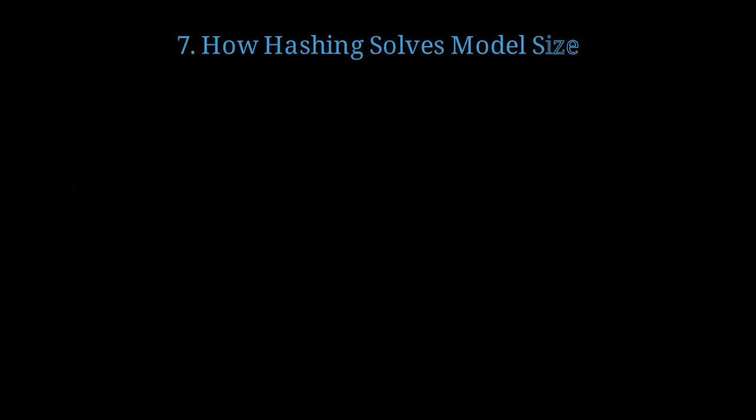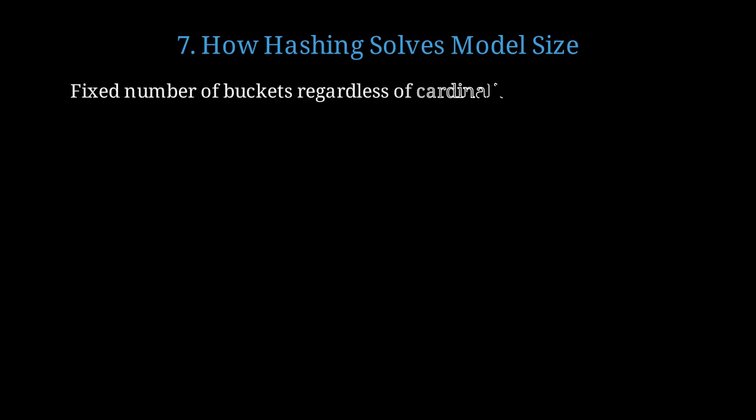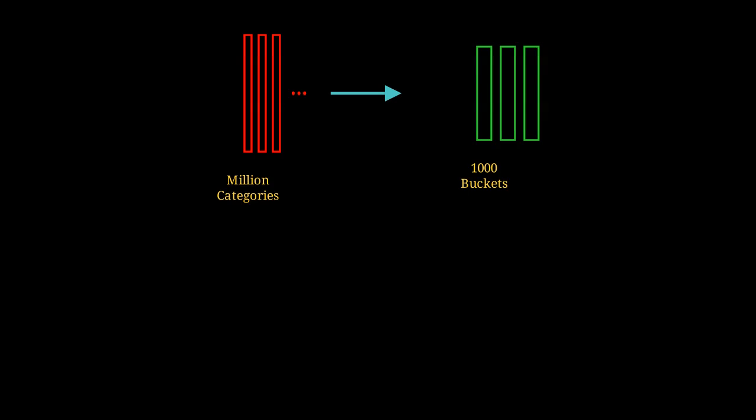Hashing solves the model size problem by limiting the number of buckets. You choose a fixed number of hash buckets, like 1,000 or 10,000, regardless of whether you have millions of possible categorical values. Millions of categories get compressed into just 1,000 hash buckets, dramatically reducing model size from millions to thousands of parameters. Model size is now proportional to the number of buckets, which is much smaller than the number of categories. Hashing solves cold start by sharing representations across similar items.